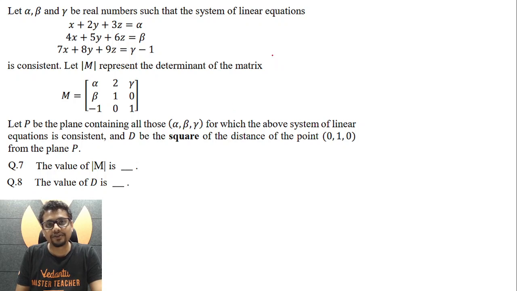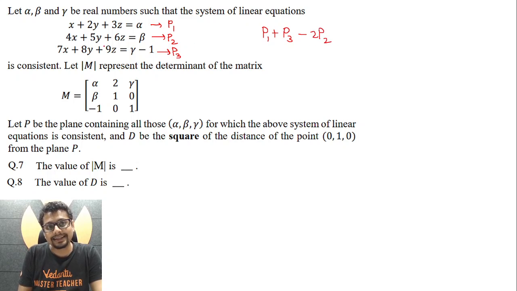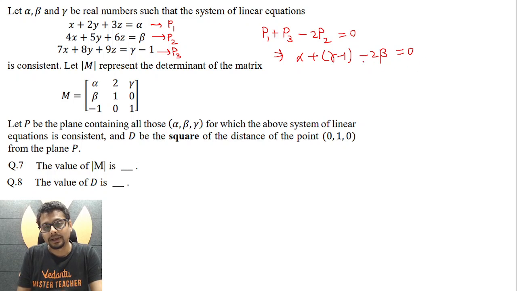And with a bit of observation, let's say this effectively represents a plane, let's say P1, this represents a plane, let's say P2, this represents a plane, let's say P3. P1 plus P3 minus 2P2 makes the left hand side 0. Check it out. So the same should happen on the right hand side. So that essentially means alpha plus gamma minus 1 minus 2 beta is supposed to be 0. That essentially means alpha minus 2 beta plus gamma equal to 1.